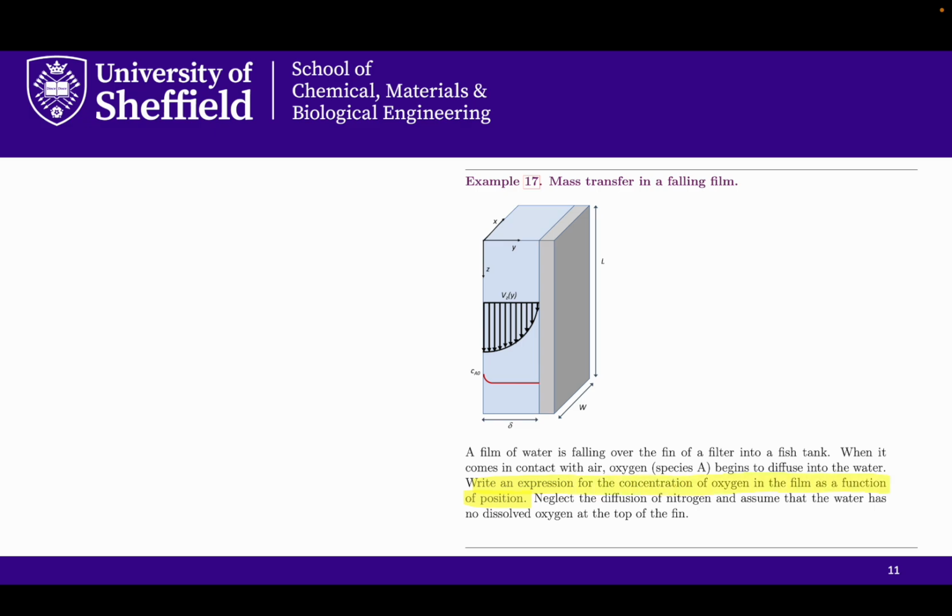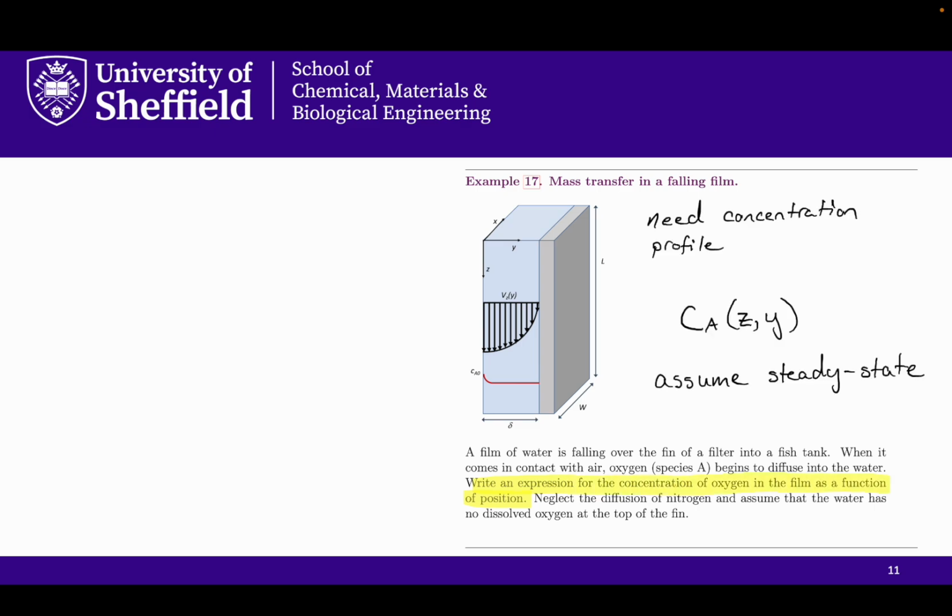We're asked to write an expression for the concentration of oxygen in the film as a function of position. So we need a concentration profile, which means we're going to have to write a governing equation. And we've already seen that the concentration of species A, the oxygen, is dependent only on the z and y coordinates. We'll assume that the film is operating at steady state.